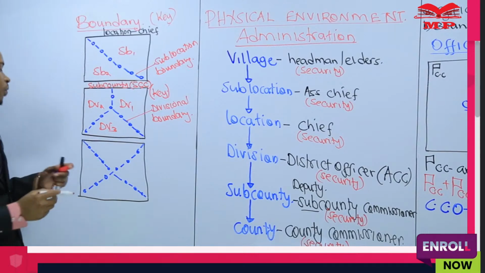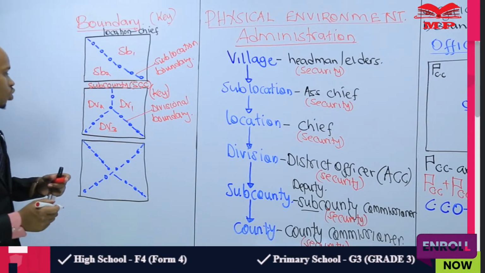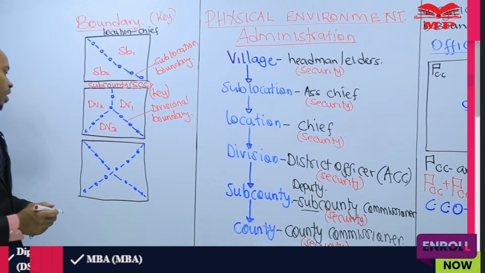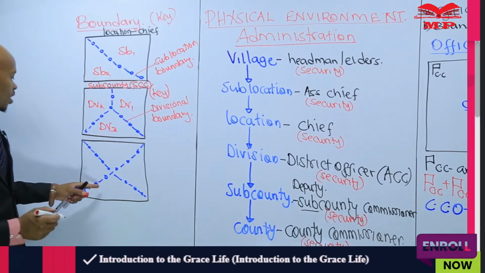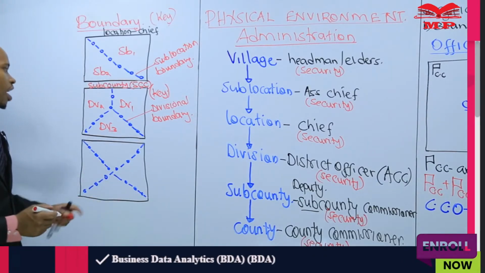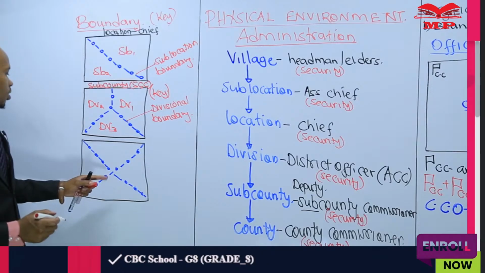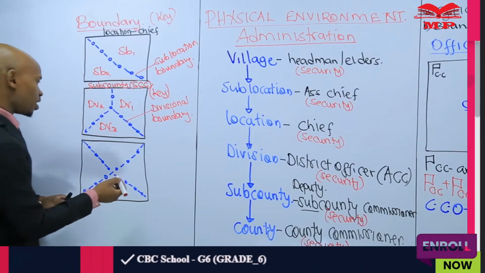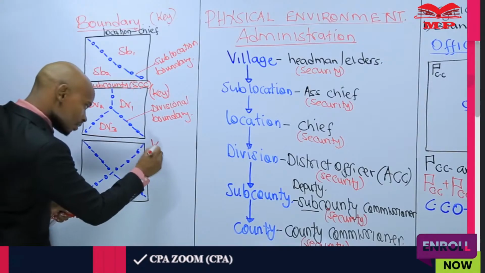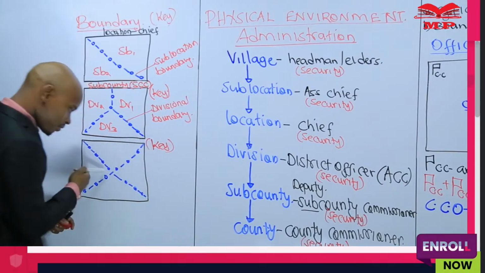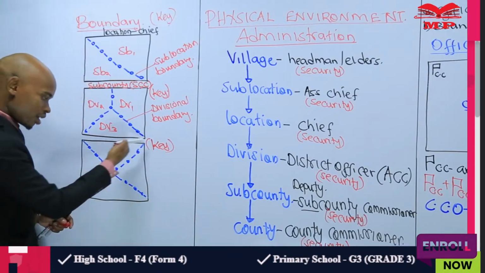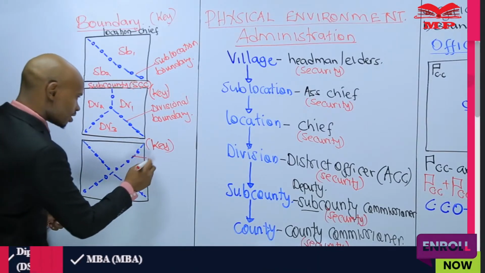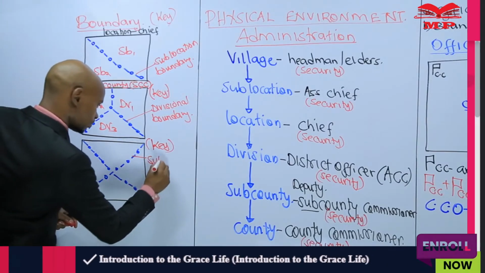I have another example for you here. You go to the key and what you find is this kind of boundary. And this boundary is written sub-county boundary. According to the key of this particular map, this boundary is a sub-county boundary.